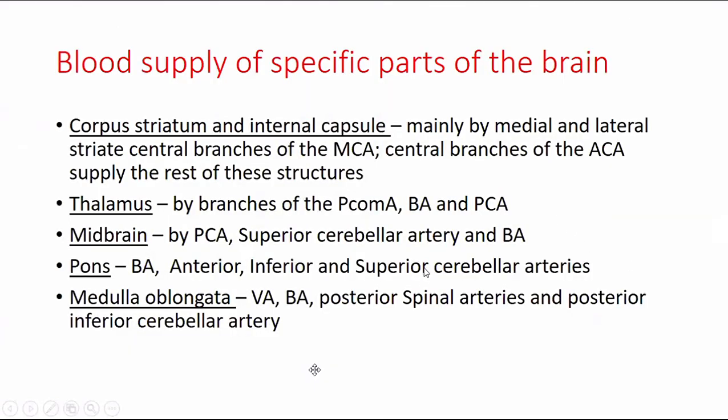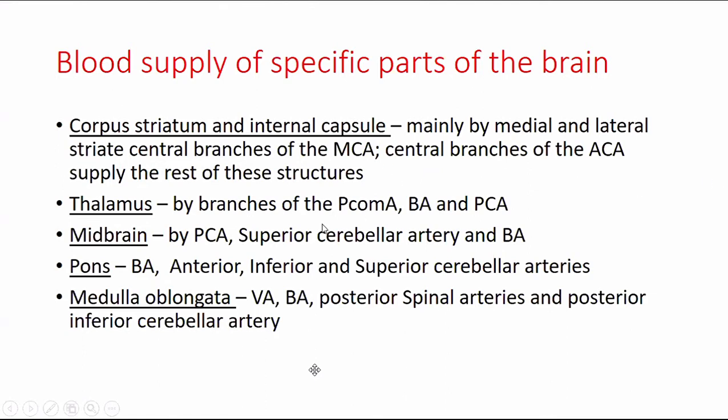Now, for specific areas of the brain, we have your corpus striatum and internal capsule, which are the innermost parts of the brain. It's mainly supplied by the medial and lateral striate central branches of the middle cerebral artery. Those are what I showed earlier, the perforating or penetrating branches of the MCA. Also, the ACA gives off some branches to these areas as well.